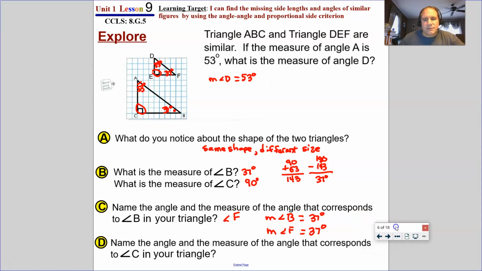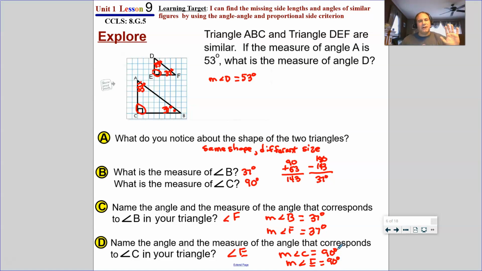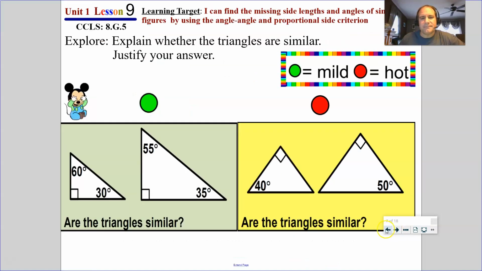And then it says just name the angle and the measure of the angle that corresponds to angle C. Well, angle C and angle E, we already said, correspond to each other. And the measure of angle C is definitely 90 degrees. It's given. The measure of angle E is the same thing, because it corresponds. All corresponding angles of similar figures are equal to each other. And that is the work that you need to show for that problem.